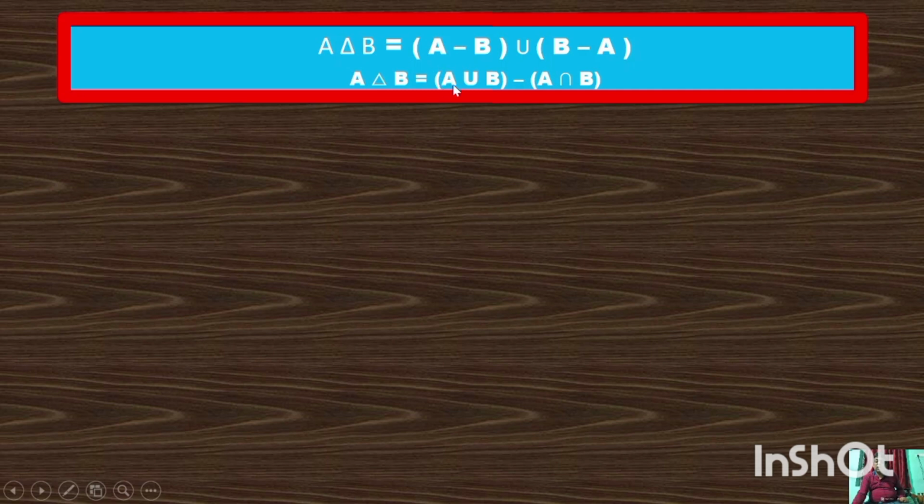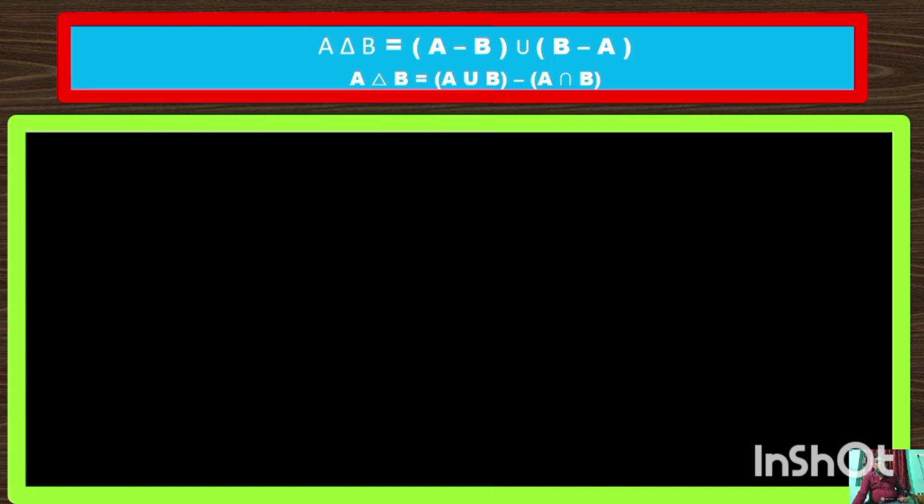Understand? Or you can write A union B, all the elements, minus their common elements, A intersection B. A delta B is the symmetric difference, meaning you take the set of all the elements, minus their common elements. What are the common elements? You have to deduct them. Understand? All the elements except their common elements is called A delta B. Clearly understood or not? Right?